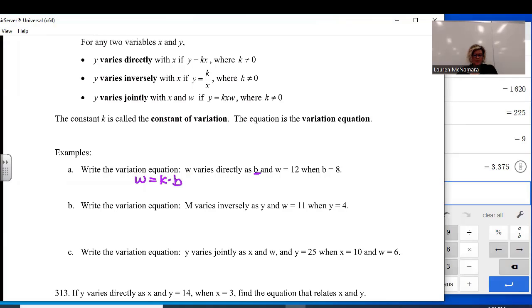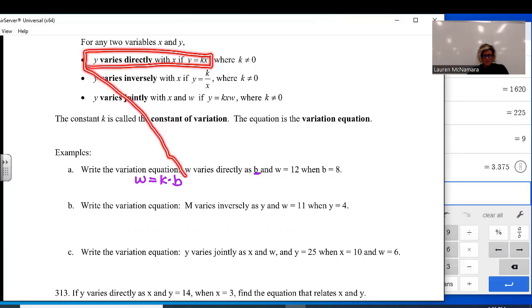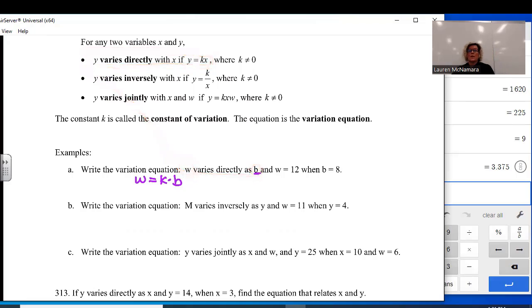So B, I'm getting that right from here. You're writing exactly what this says. This time, I'm using W and then B. So that's all I did right there. Then writing the other part of the equation, I would write 12 is equal to K times 8. So I'm not going to solve here. I'm just rewriting it. Later on, we're going to solve them.